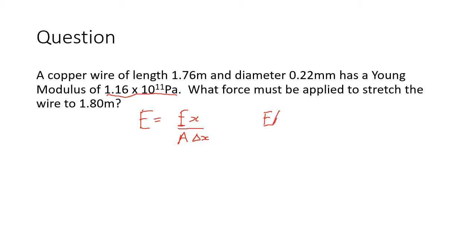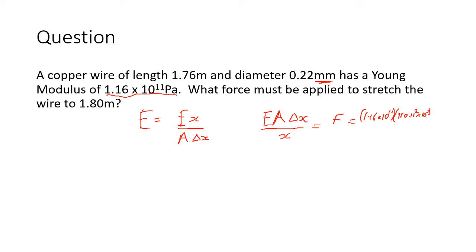Okay, so rearranging: area times change in extension divided by original length, times Young's modulus, equals our force. In this instance, Young's modulus is 1.16 times 10 to the 11. The area, so I'll put some brackets to make this easier: pi, and this is diameter, so 0.11 squared, pi r squared for the surface area, and obviously that is times 10 to the minus 3 because it's in millimeters.